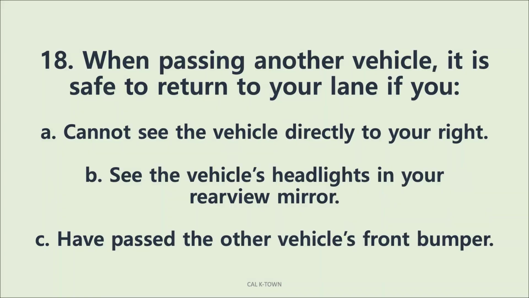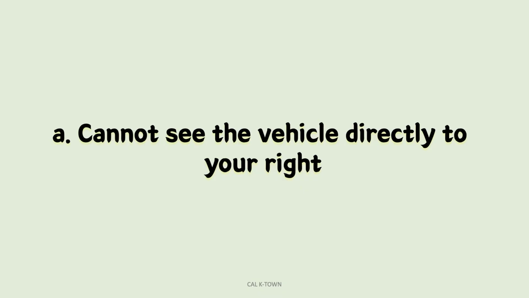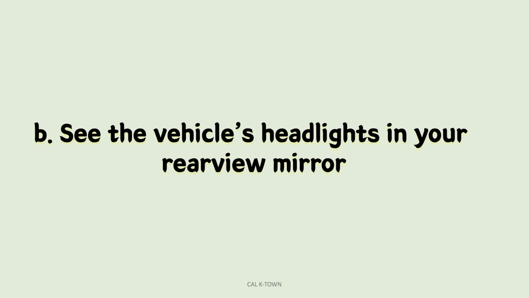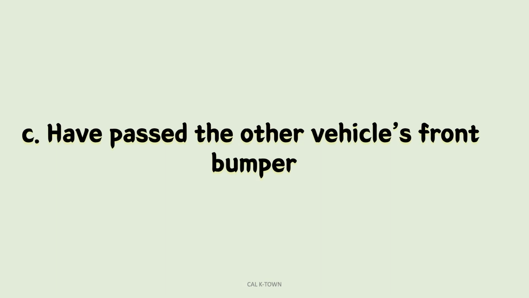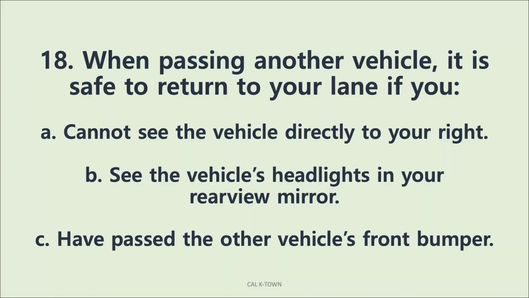18. When passing another vehicle, it is safe to return to your lane if you A. Cannot see the vehicle directly to your right. B. See the vehicle's headlights in your rearview mirror. C. Have passed the other vehicle's front bumper. The answer is B. See the vehicle's headlights in your rearview mirror.